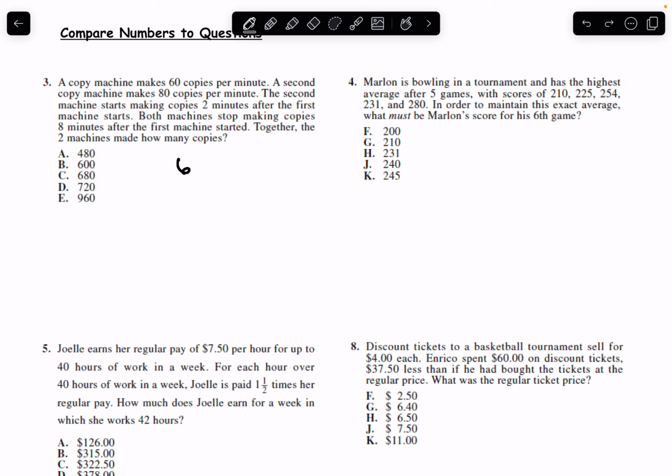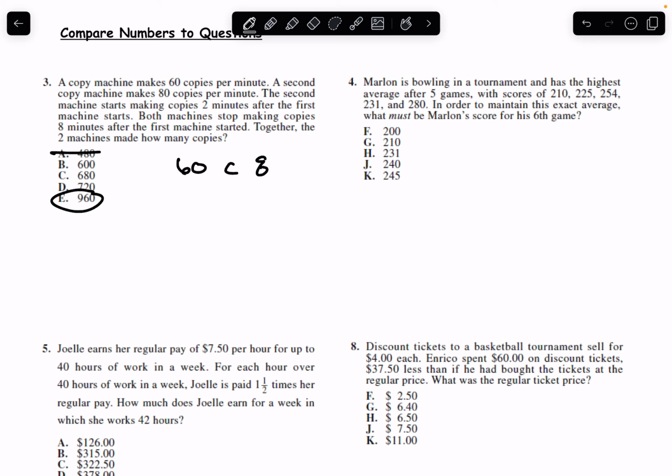If you're making 60 copies for 8 minutes, you're already at 480, and you haven't even considered the second copy machine. So it's not going to be just 480 because you've already just done 1 copy machine and reached 480. That's an easy one to eliminate, the small one, but you can't just automatically eliminate the big one because, again, it ends up being the correct answer on that one.